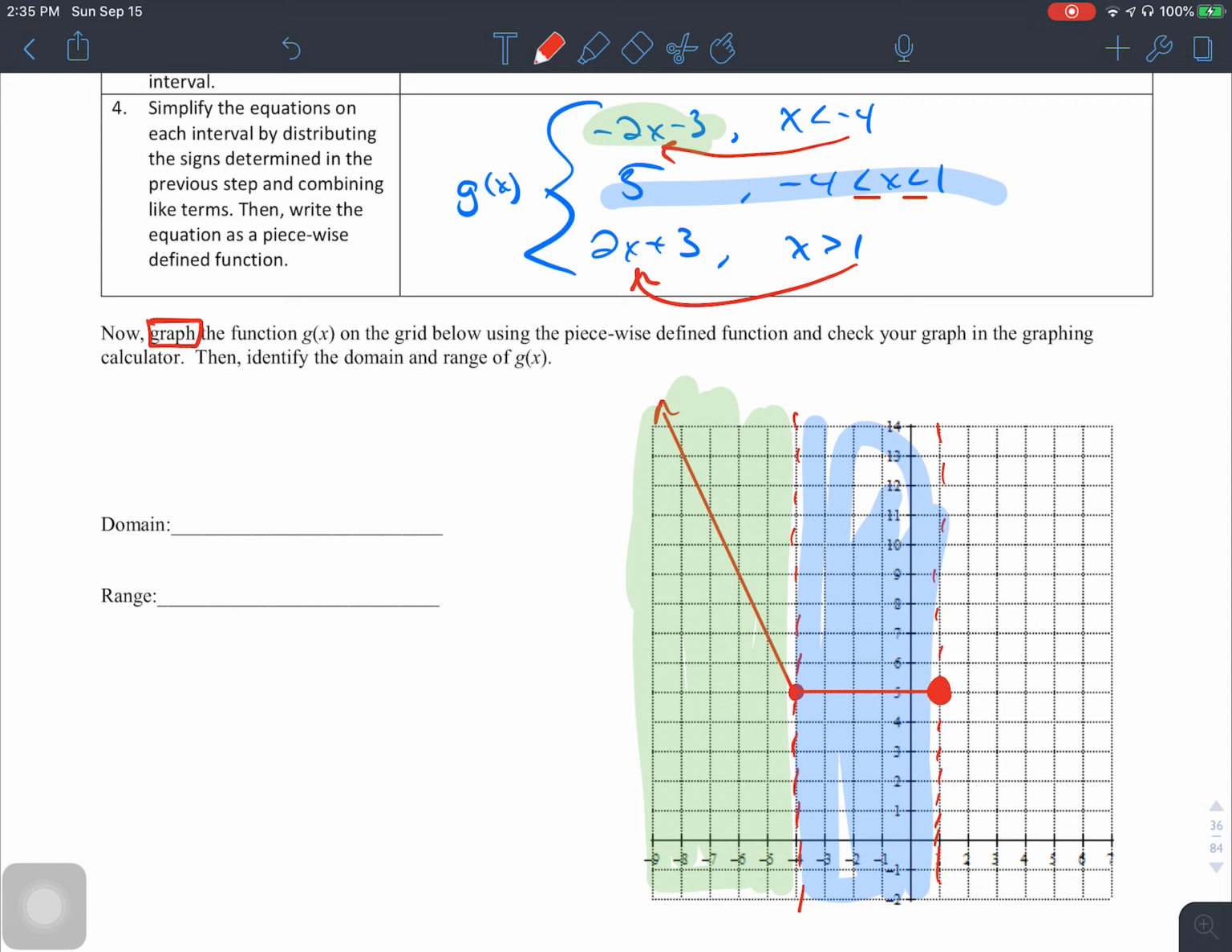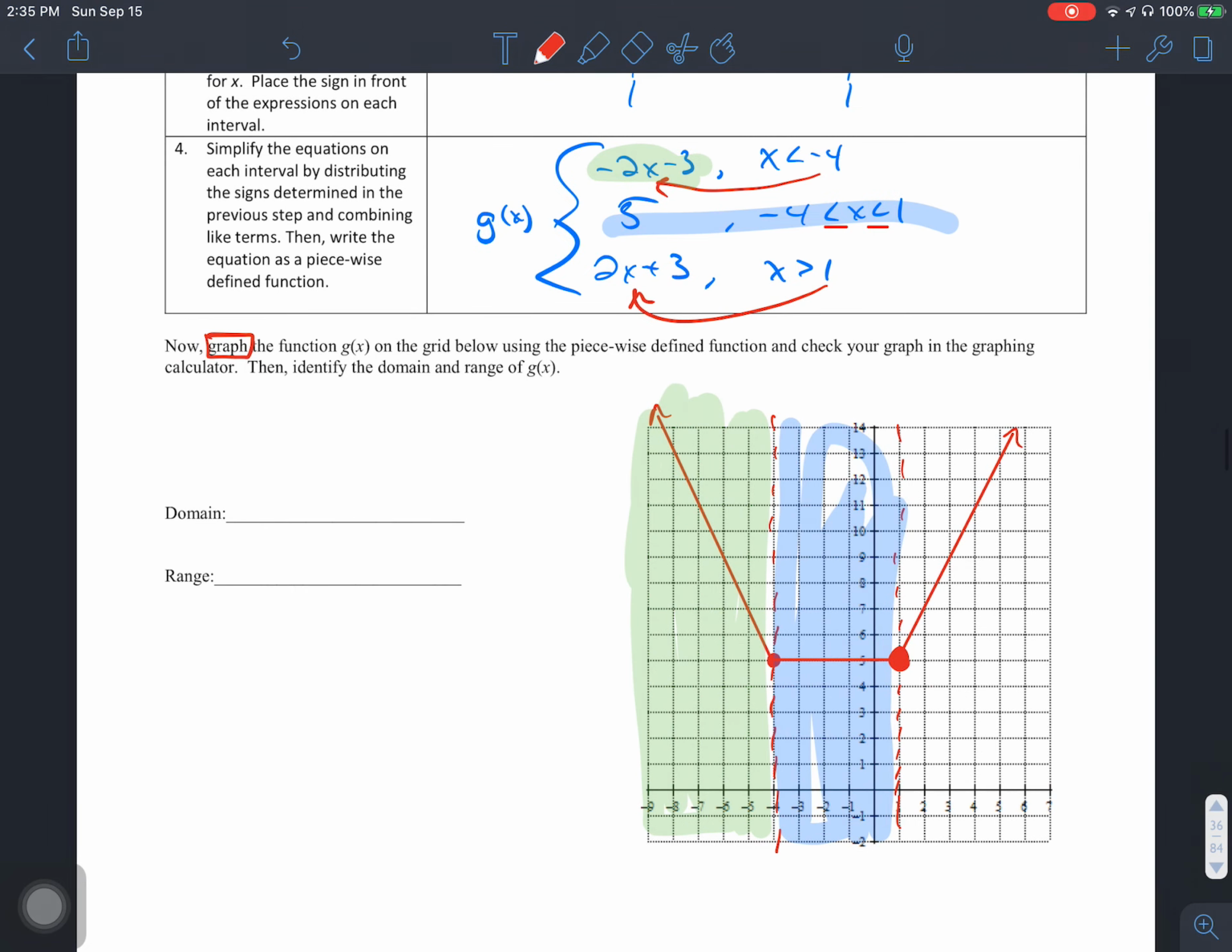Slope from that's 2. So if I go up 2 and to the right 1, it's going to give me this. You could also see if I extended that down with the same slope, it's going to cross the y-axis at 3, which the y-intercept was 3. So we graphed it.